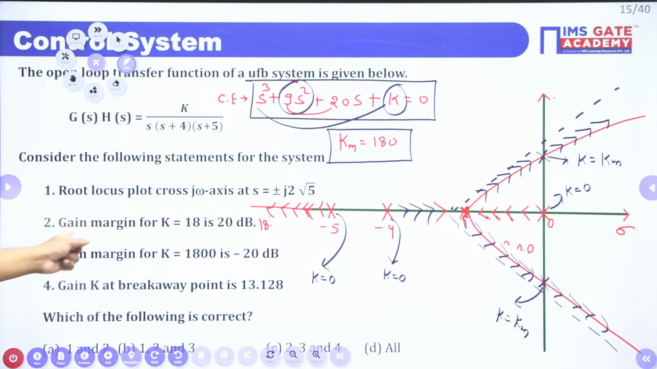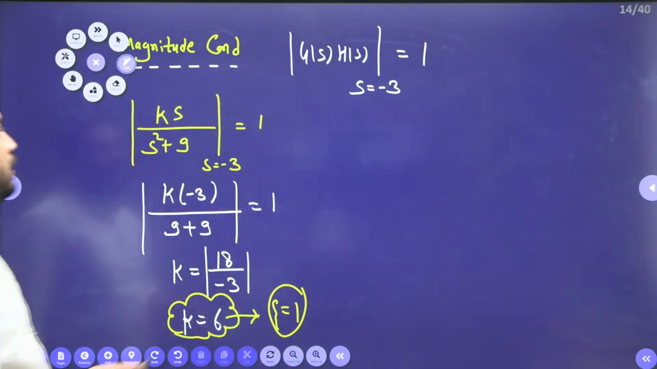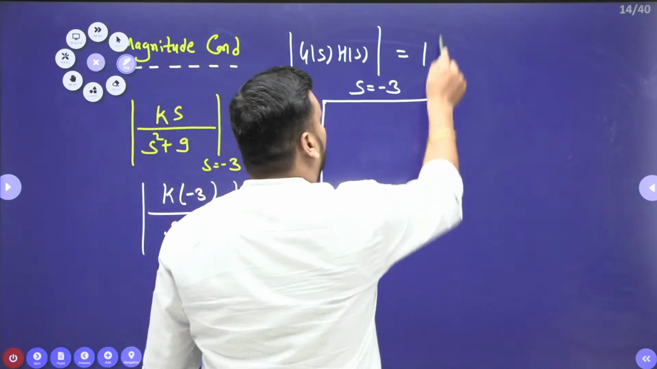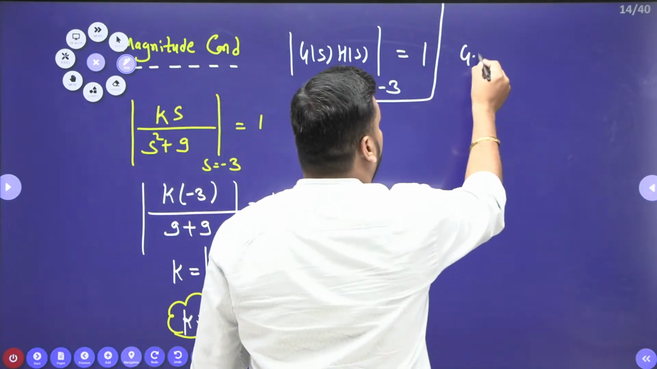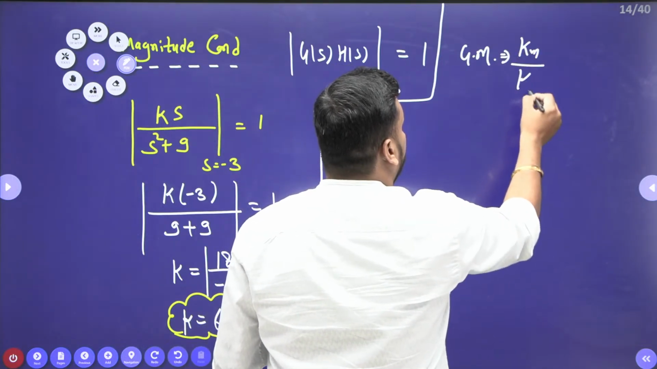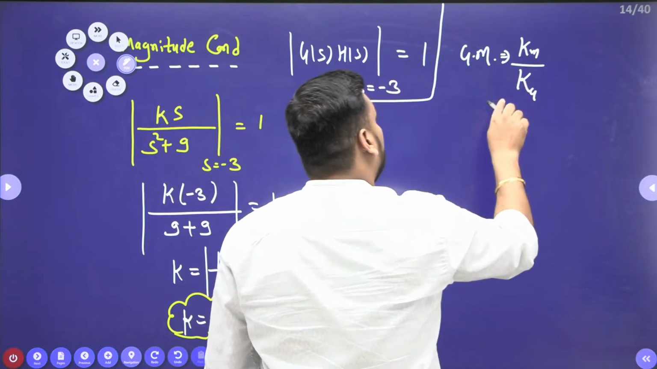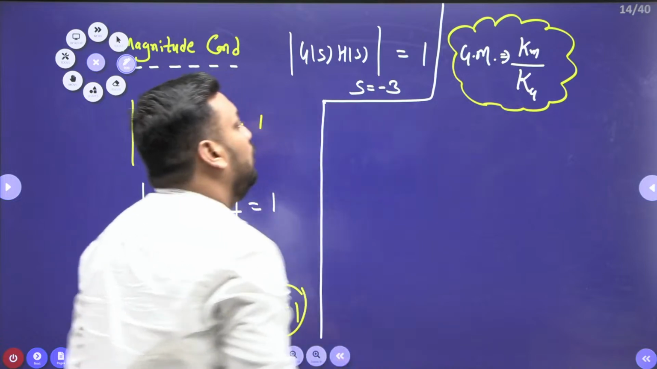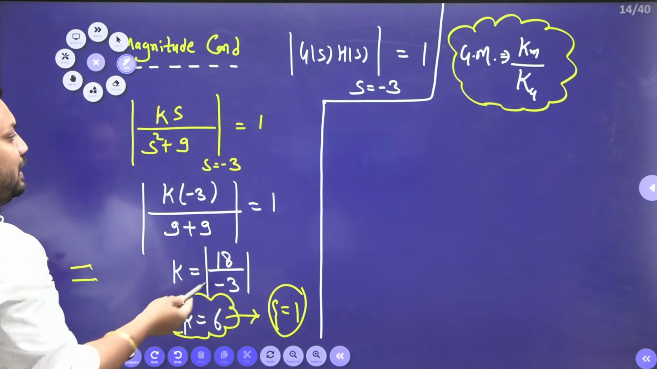Now, the second statement: the gain margin at k equal to 18 is 20 dB. Okay, let me check. Now, we have one important formula that gives the relation between the gain margin and the root locus. So, gain margin is equal to km upon the k value given. Call it k given or k desired. So, if I talk about gain margin, what is the km value for this question?